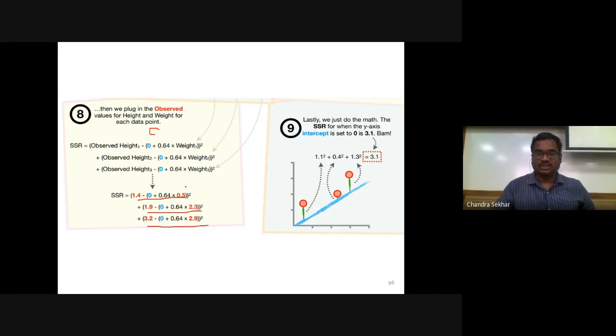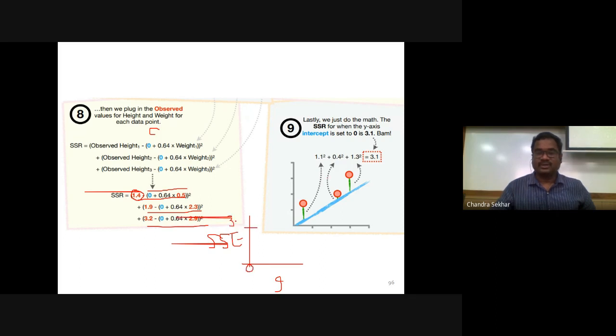We got 0, 1.4 is the observed value, and this is the predicted value. So what is the error we are getting? 3.1. That means if we try to plot a curve, with the y-axis equal to the sum of squares of errors and the x-axis as the intercept value, and I take 0 as the intercept, what is the sum of squares error we are getting?